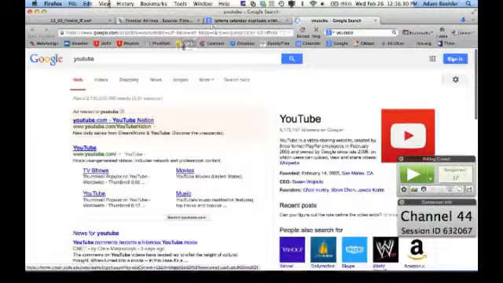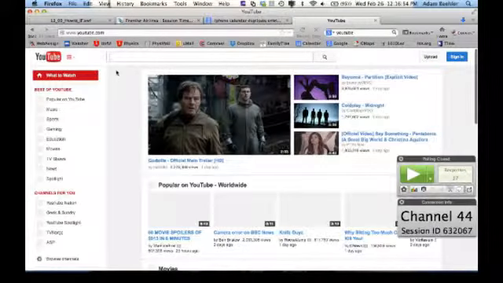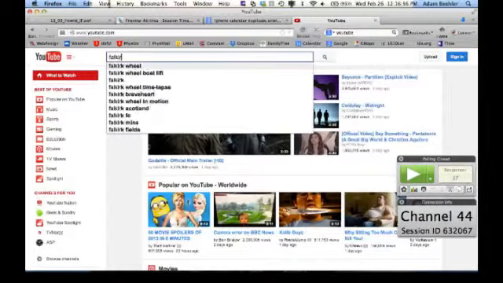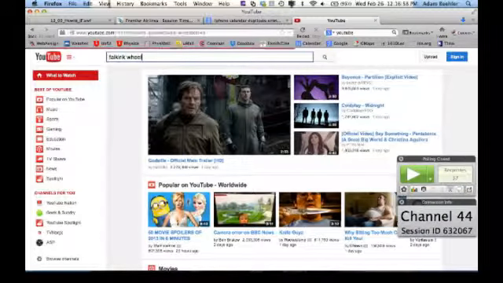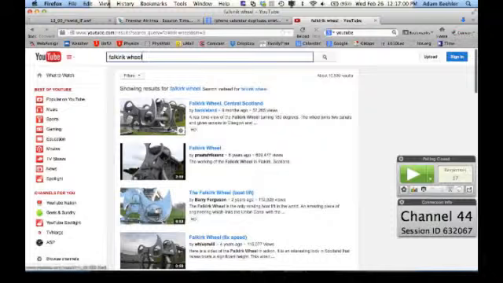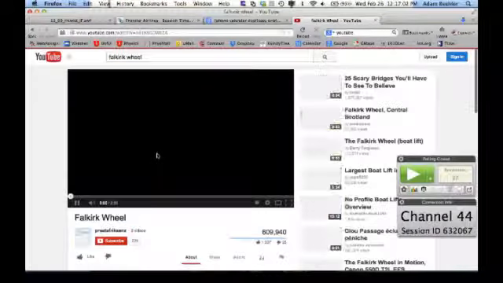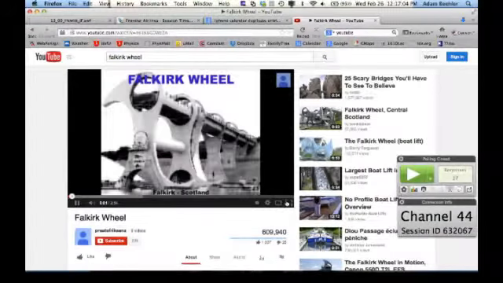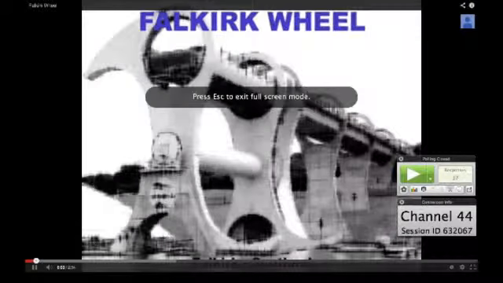Let's see if we can find it quickly enough. Kirk Wheel. How about this one? It looks shorter. Hopefully it's not just pictures.